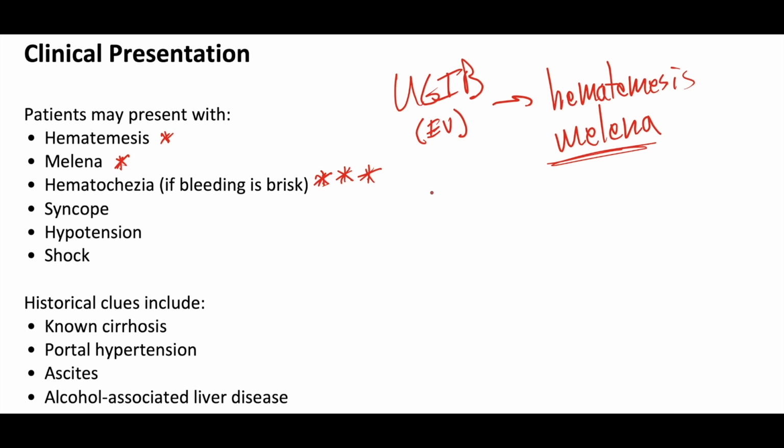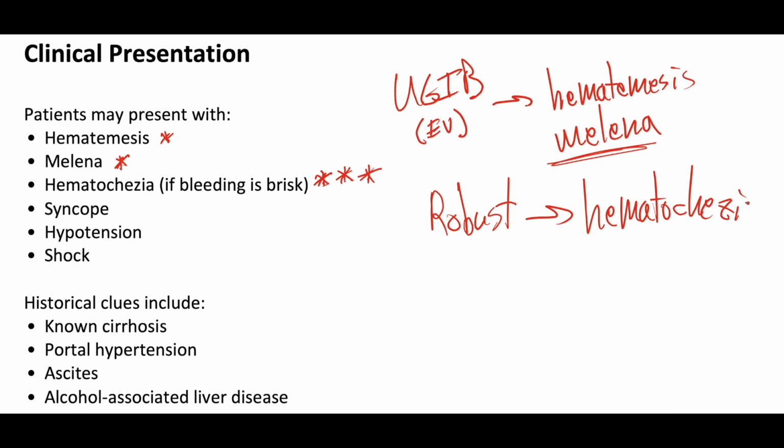But when these upper GI bleeds are really robust, really fast, really dangerous, it can actually lead to hematochezia. And hematochezia, as a reminder, is bright red blood coming out of the rectum rather than dark blood like melena. And when you see hematochezia from an upper GI bleed, that is an oh boy moment, because that means that blood is traveling so fast through the intestinal tract that it doesn't have time to turn dark like melena. And that implies that this is a really brisk upper GI bleed, very dangerous.